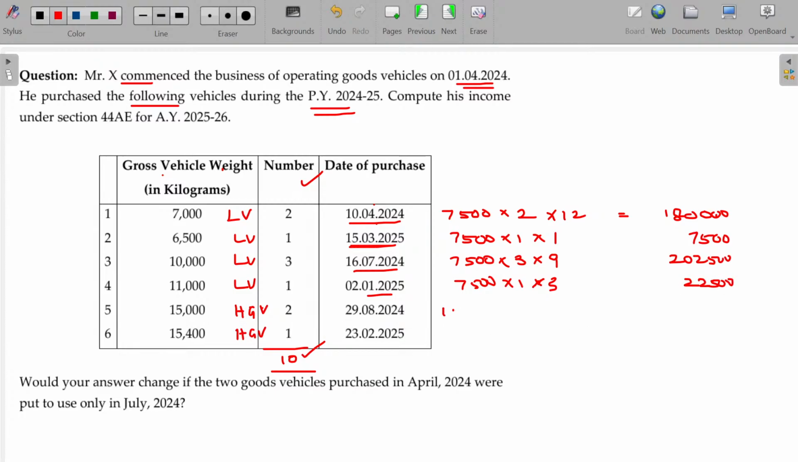And heavy goods vehicle, 15 tons multiplied with 1,000 per ton multiplied with the number of vehicles 2, and purchased in August. So including August, how many months are there? 8 months. Then the value being 2 lakhs 40,000, and the last one being 15.4 ton. 15.4 ton, per ton 1,000 rupees. One vehicle, how many months? Purchased in February, March, 2 months. Come on, find out the value here.